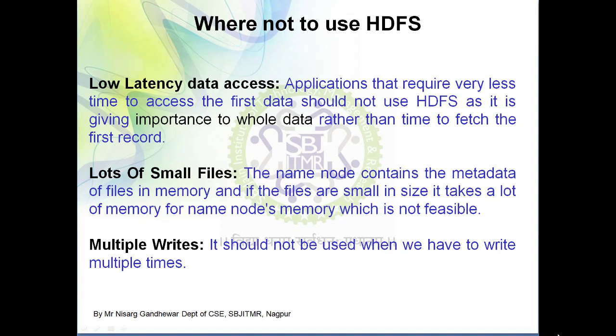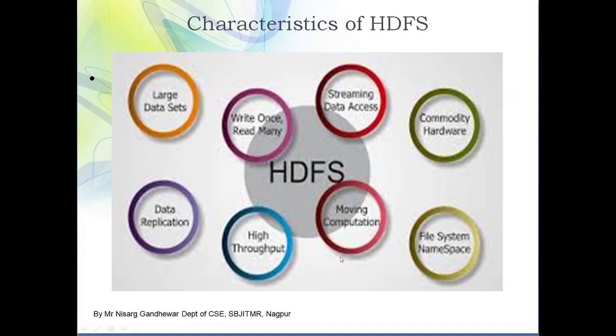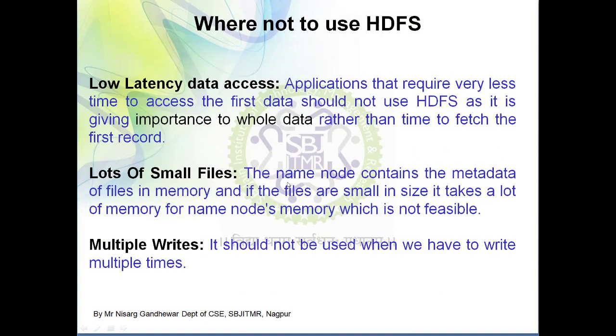Then suppose we have lots of small files, in that case it is not recommended to use Hadoop distributed file system. And suppose you need to perform multiple writes, at that time also HDFS is not recommended. It should not be used when we have to write multiple times, because we have seen one feature of Hadoop, that write once and read multiple times. So just because of this, we are not going to use HDFS where we require write operations multiple times.